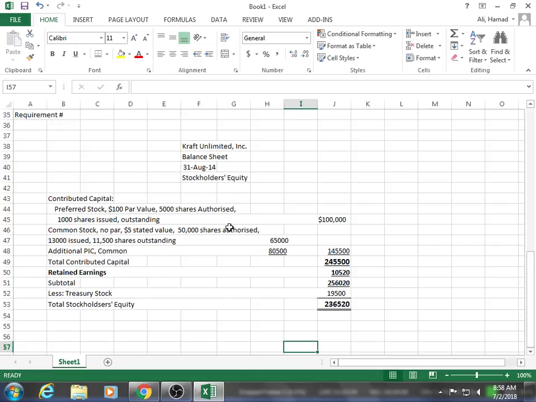Book value per share. So what are we talking about when we say, suppose you are a shareholder? If you are a shareholder, how much of this total belongs to you? Let's say you own 10 shares. How much of that belongs to you? If you own 10 shares, Mr. Ledbetter, how much of these 236,520 belongs to you?